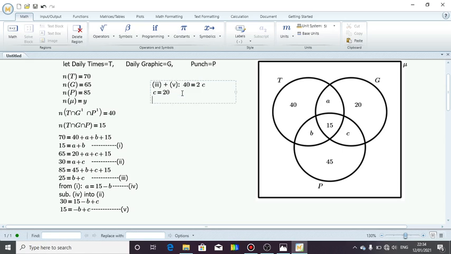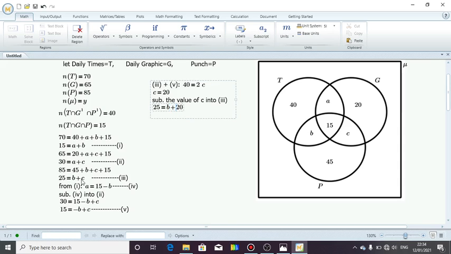Then if we continue, if you now substitute c into equation 3, we'll get b. If I substitute the value of c into 3, what am I going to get? So equation 3: 25 is equal to b plus 20. You get it now. This is 25 is equal to b plus 20.